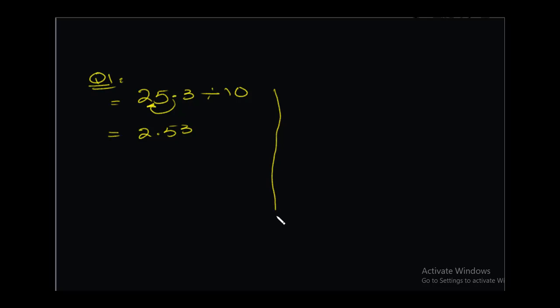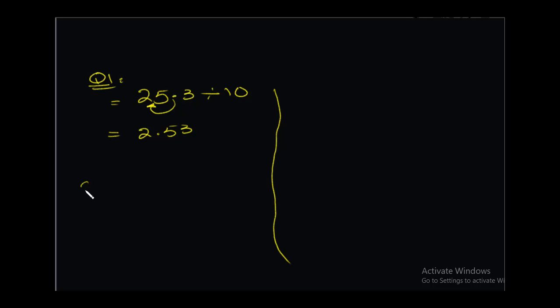Now let me solve some examples on the division of a decimal number by 10. Let me take question number 1. Question number 1 is 25.3 divided by 10. Whenever we divide any number by 10, the point will move, as per the rule, from right toward left in a division. So this way the answer will be 2.53.